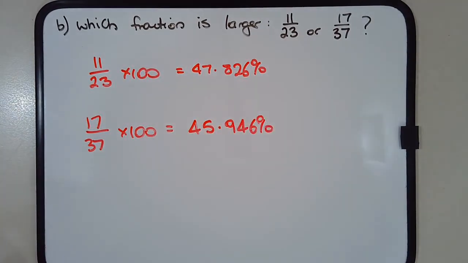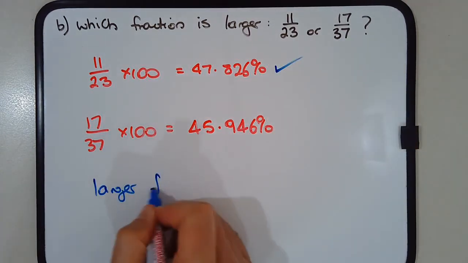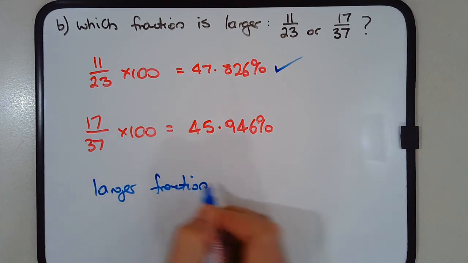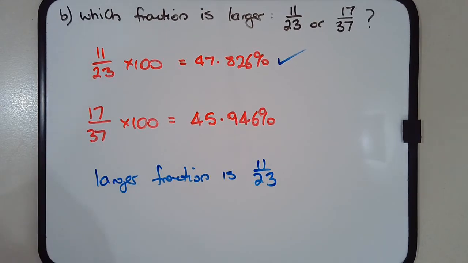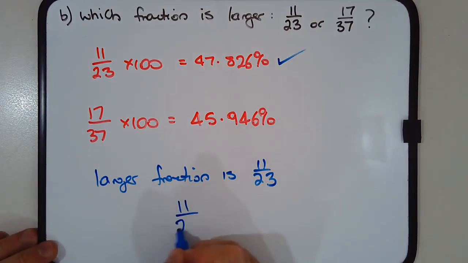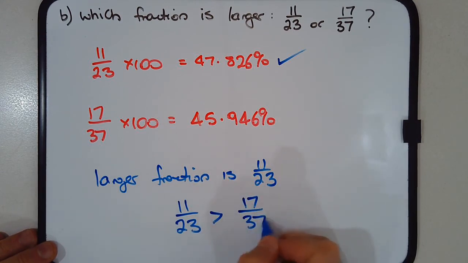So which fraction is the larger fraction? The one that corresponds to the larger percentage. So the larger fraction is 11 on 23, and we could write it using either the greater than or less than sign. We could say 11 on 23 is greater than 17 on 37.